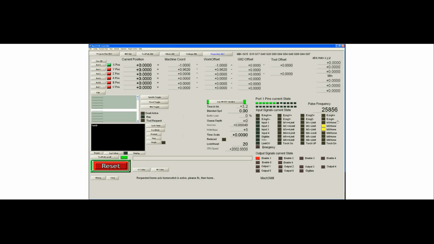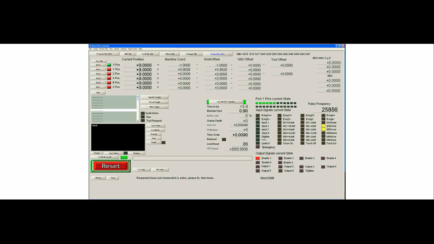You see what's happening when I push the X home switch. M1 home is lighting, and when I release the switch, it goes out. The M2 home switch is acting backwards. If I push the home switch, the light goes out. If I release it, it comes on. And the same thing for the Z home switch.